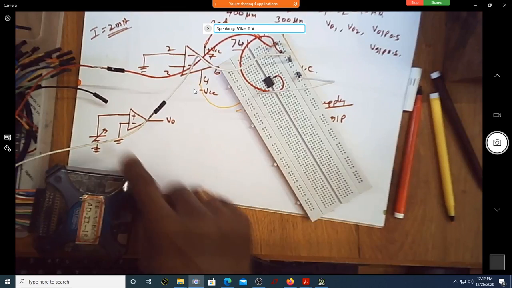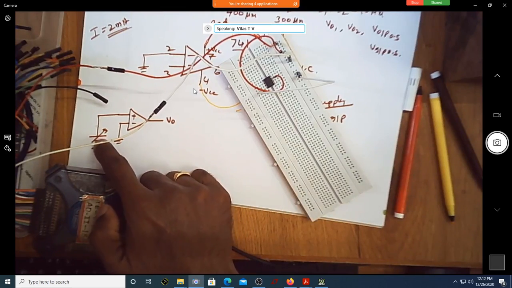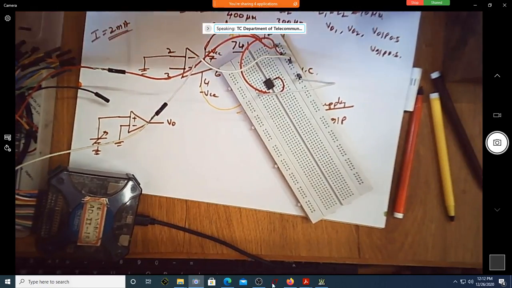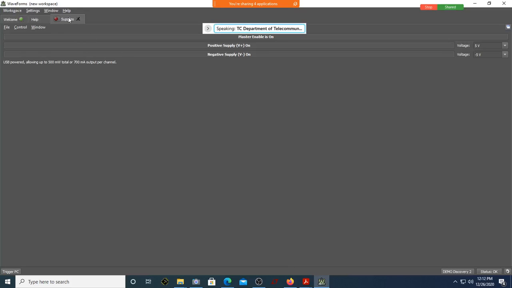Okay, now as per this I have to connect a DC voltage which is variable, which I am able to get from this. See here? This is done. Power supply is done. Can you see there is a wave gen?